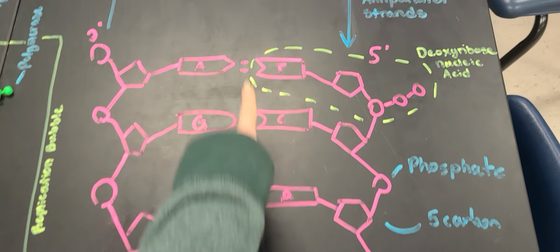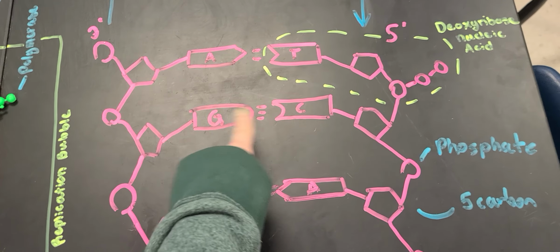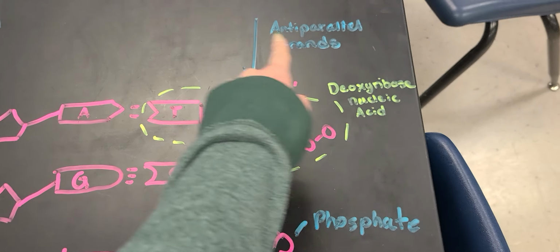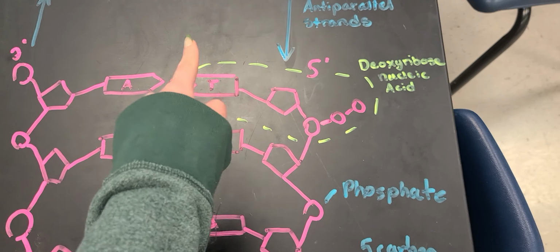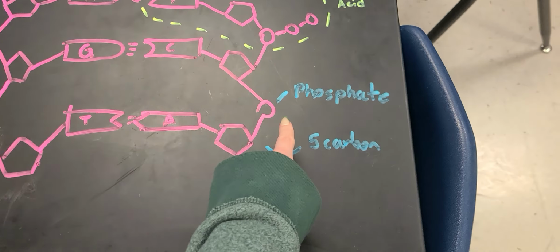This one has 2 bonds, and so does this, and this one has 3 because there's cats in the garden. This one is a deoxyribonucleic acid because it has a phosphate, a 5-carbon sugar, and a nitrogenous base. This is a phosphate, this is a 5-carbon.